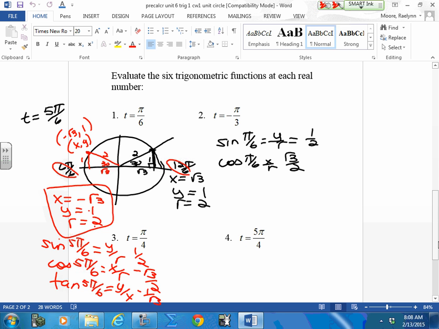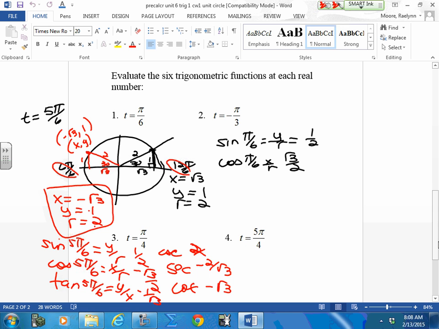And then we can take the reciprocals of those. We can do the same thing we did in your chart. The cosecant, 2 over 1, just plain old 2. The secant, negative 2 over radical 3. The cotangent, negative radical 3.